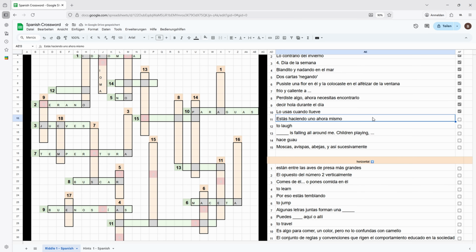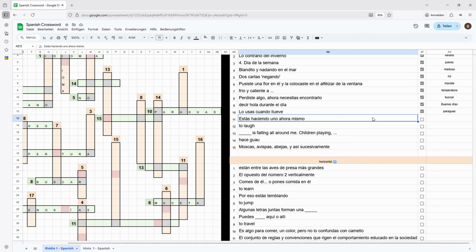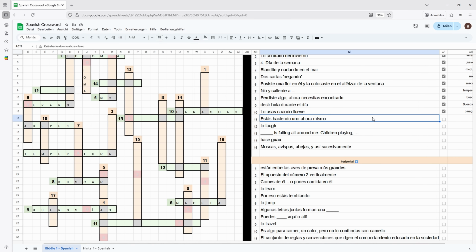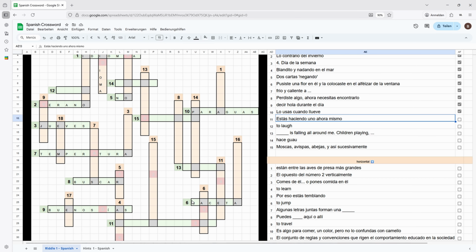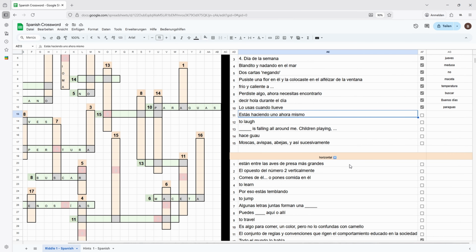And then "estás haciendo una ahora mismo." You're doing one right now. Crossword puzzle? Don't tell me she wants to have a crossword puzzle. For crossword puzzle, it is too long. A riddle? Is it a riddle? What is riddle in Spanish? I don't know. We'll just leave that one out.